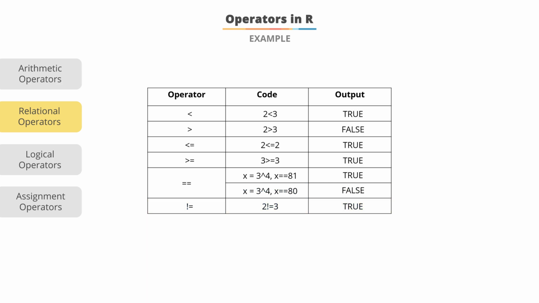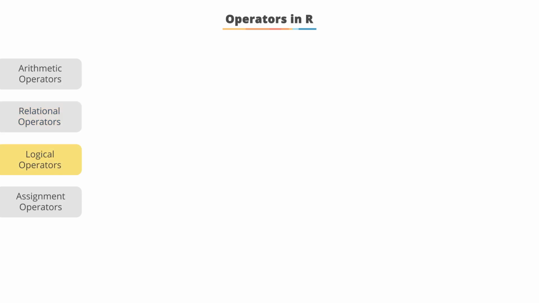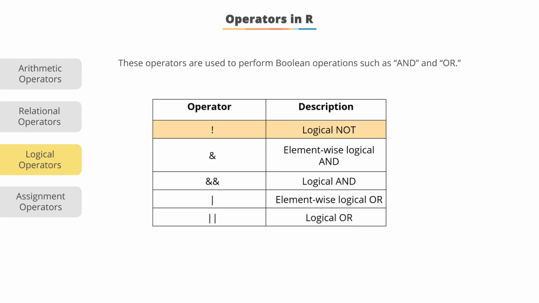The not one can sometimes be confusing for some individuals, but think of it as just the actual opposite of what it should be. The logical operators are for Boolean operations such as and, or. The exclamation again showing the logical not. The ampersand showing element-wise logical and. Two ampersands shows a full logical and. Vertical bar shows an element-wise logical or, and a double vertical bar shows full logical or.